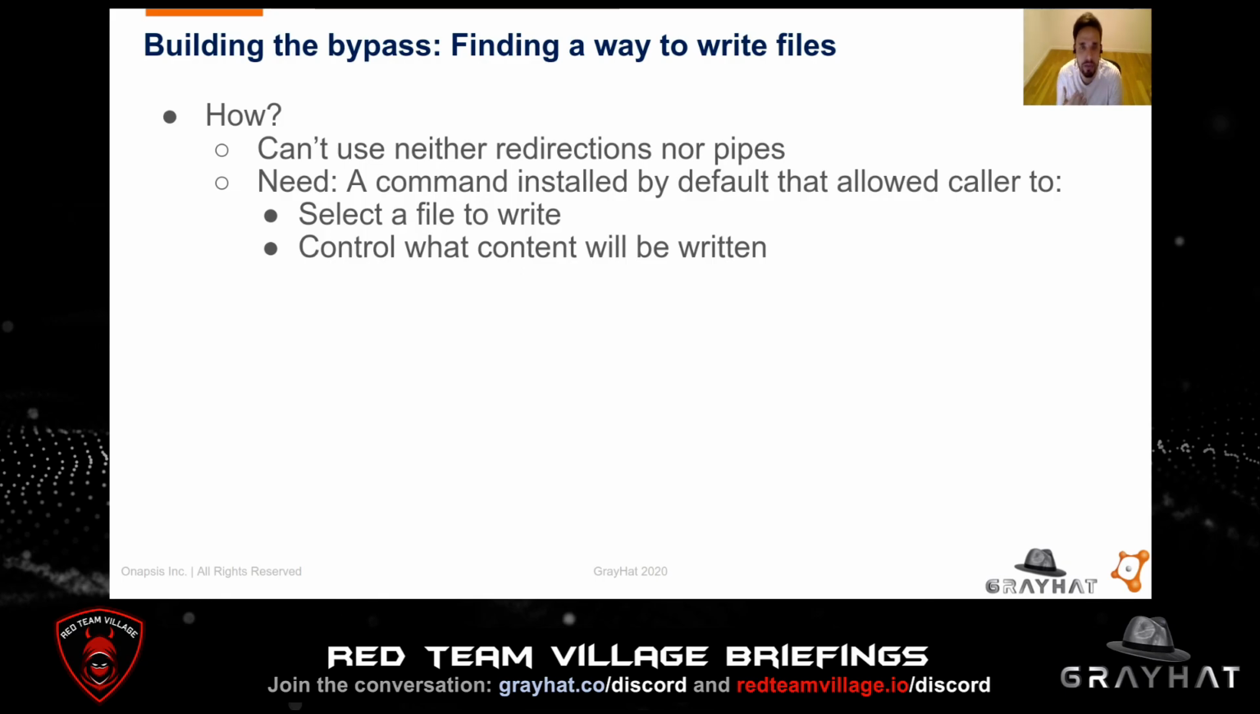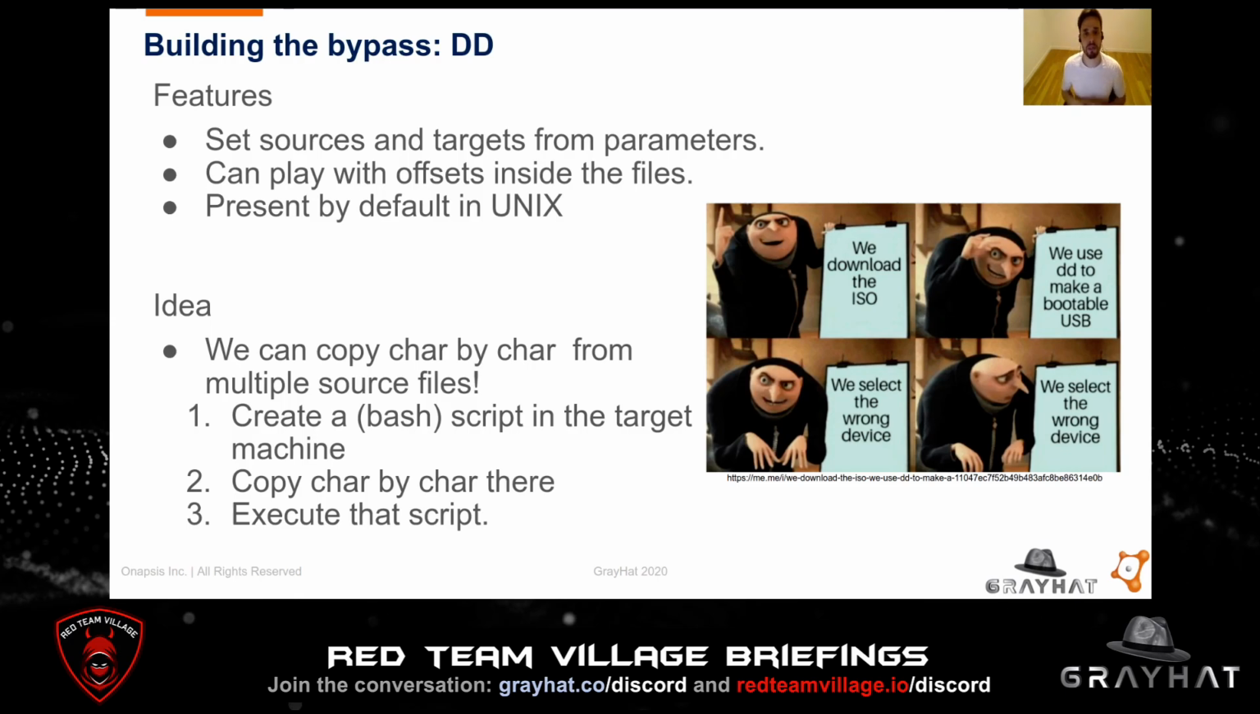And after thinking for a while, we realized there was a command installed by default in every Unix system that may help, which was dd. So for those who are maybe not aware of this command, it's a really interesting command that allows you to copy bytes from a source input to an output, basically, right? But the cool thing about it is that you can move within the input file. And let's say, for example, that you want to copy only the third byte of a file and copy it to, I don't know, the second byte of another file, you can do that.